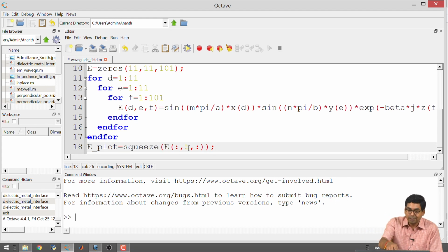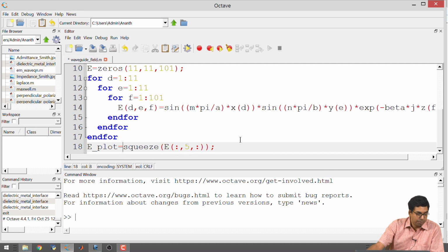Okay. Remember that this is not the exact value of the position coordinate, it is the value of the index having that coordinate. So, we have 11 elements, center is approximately 5, all right. So, I am just taking the 5th y index and all x and all z. So, this will allow me to create a 2-dimensional slice, okay, squeeze command.